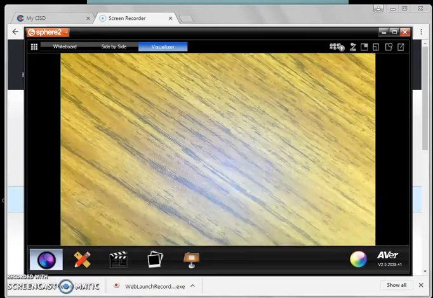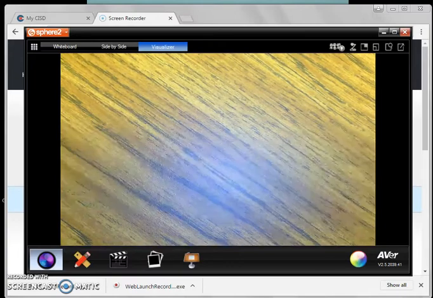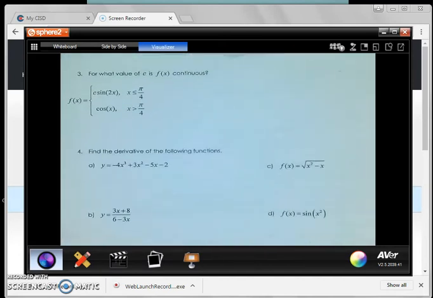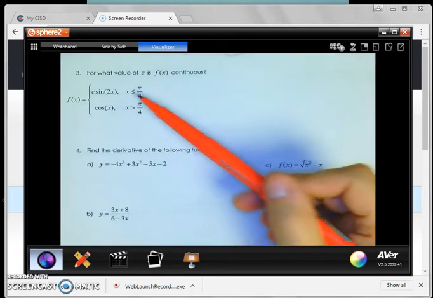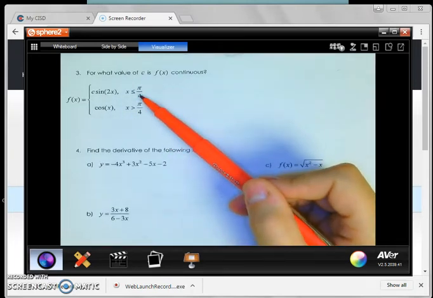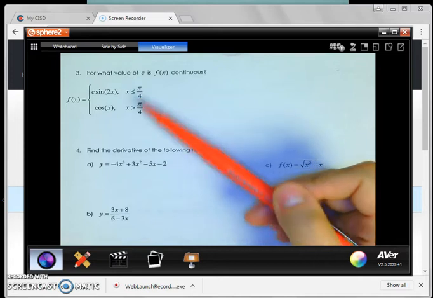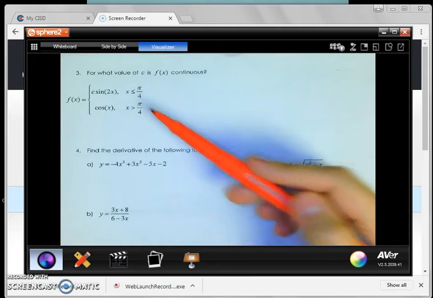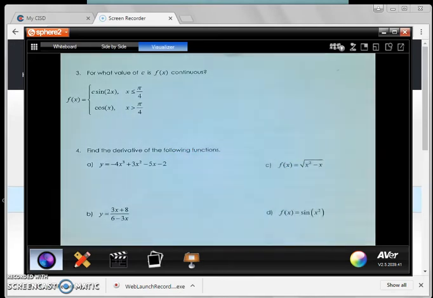All right, so we'll just flip. For what value of c is f of x continuous? Okay. So we want to find the constant that makes it continuous. So to be continuous, you have to evaluate, basically that's saying that f of pi over 4 exists, that the limit at pi over 4 of f of x exists, rather, and that those two things have to be the same. Okay, so that's kind of our goal here.